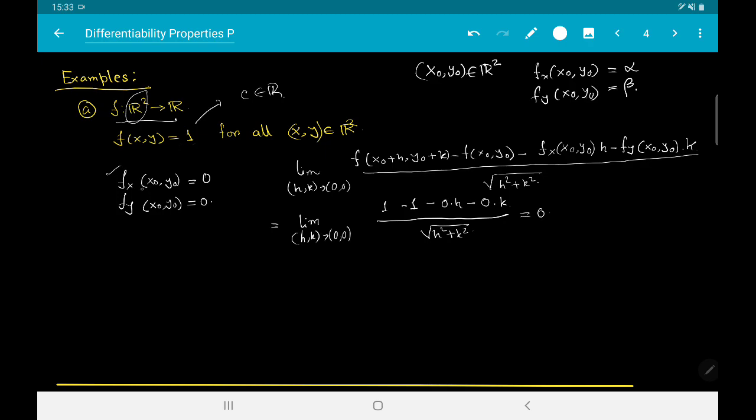It is very easy to check that the partial derivative of f with respect to x at the point x0, y0 is 0, and similarly the partial derivative with respect to y at the point x0, y0 of the function f is also equal to 0. Now if we put all the information in this limit, f of x0 plus h, y0 plus k, minus f of x0, y0, minus alpha times h, so this is our alpha in our definition, this is our beta in our definition, and we divide everything by the norm of this vector hk. This is the positive square root of h square plus k square.